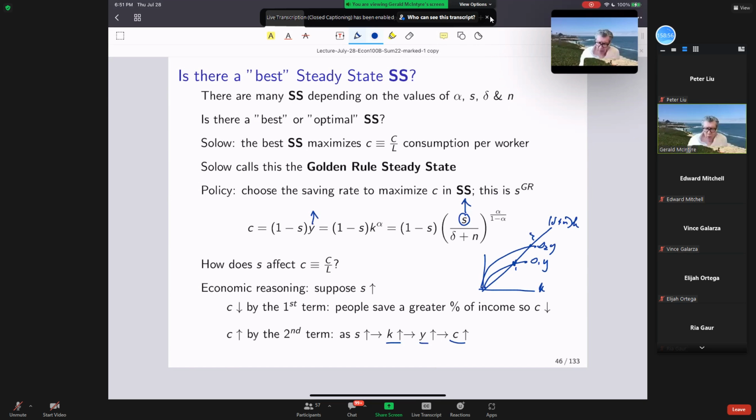This term will rise. So we have two effects. An increase in the savings rate will have a negative effect here and a positive effect here. And the question is which one wins, and at what point do we have a maximum consumption?